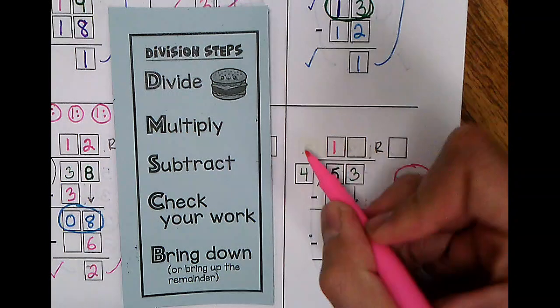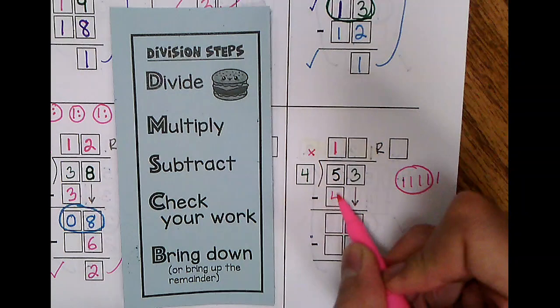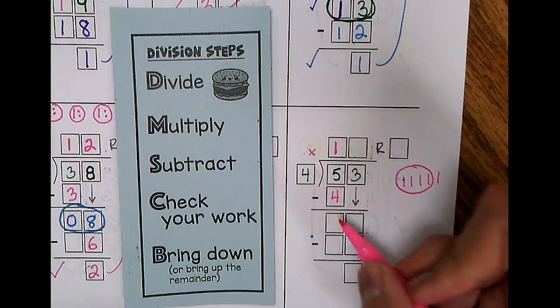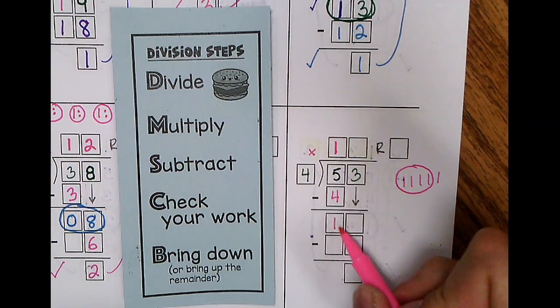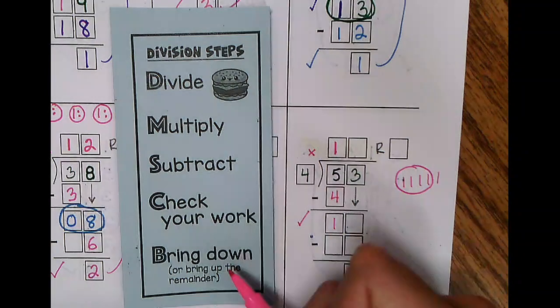4 times the 1 here. So 4 times 1 gives me 4. Then I subtract. 5 minus 4, how much is left over? I have 1 left over. Check my work. Is 1 smaller than 4? Yes, it is. Now bring down.